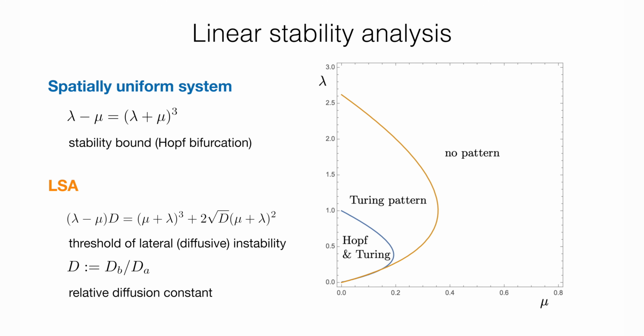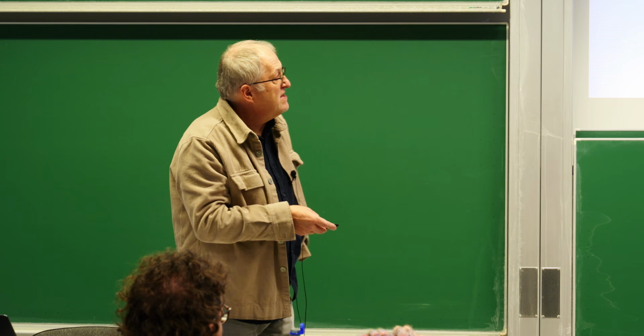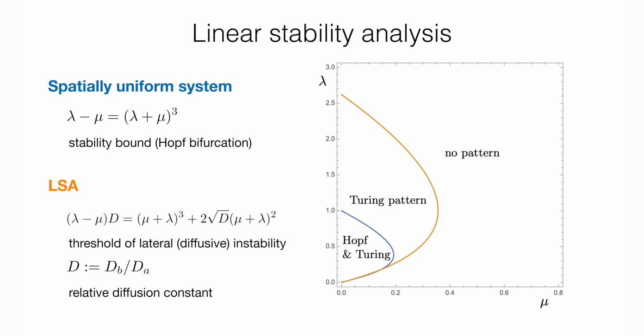So horizontally I have mu, and vertically I have lambda, the two rates characterizing our reaction scheme. And then I indicated in the colors matching with the colors for the stability analysis, the blue and the orange line. The blue line is just giving you the Hopf bifurcation line. So as you are outside here and move in here, the system starts to oscillate. But on top of that, you also have an instability line in orange that marks an instability to spatially inhomogeneous perturbations, right?